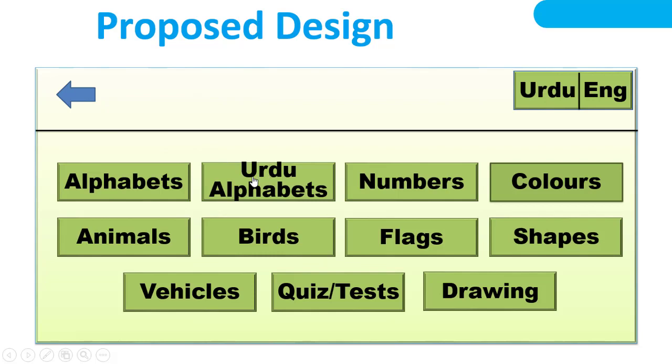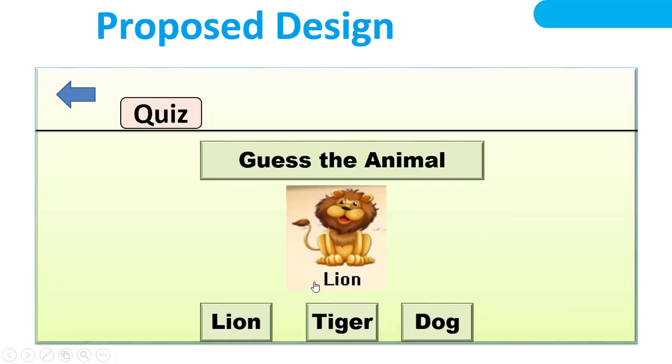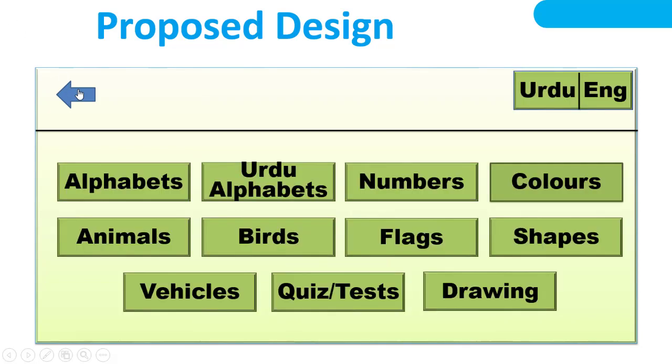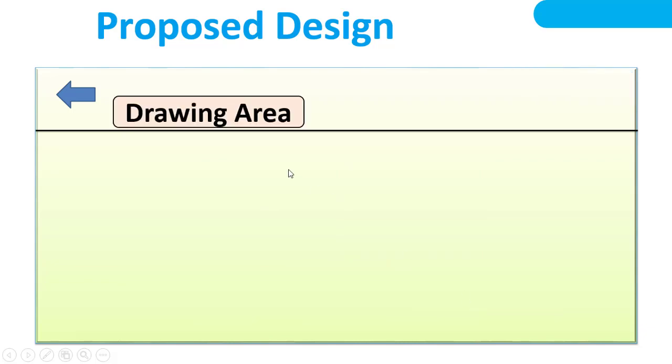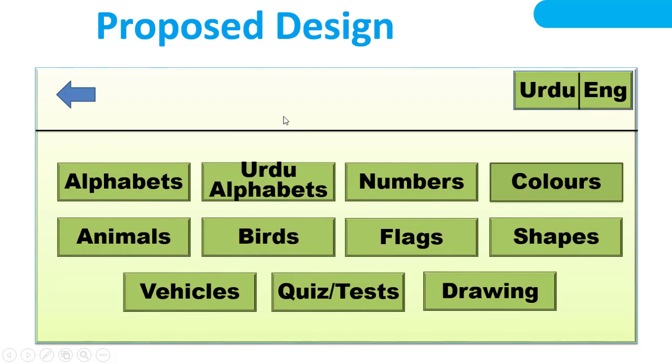I also proposed three main buttons, which are Urdu alphabets, quiz test and drawing. Why did I add these? Because that was the requirement of the users that I interviewed. They said there should be a quiz menu. So when we click on the quiz menu, this quiz menu will appear, like guess the animal. Okay, this is guess the animal. Is this a lion, tiger or dog? We have to tell them. After that, drawing. Here you can do the drawing as well, like in MS Paint.